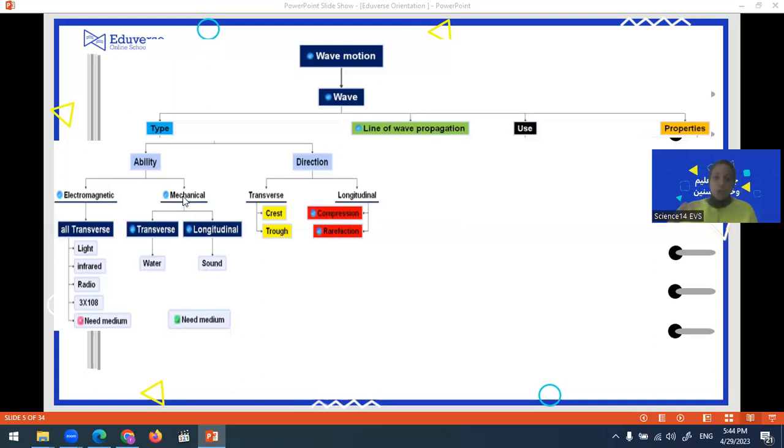Mechanical, we have two types. We have transverse and we have also longitudinal. They need a medium. For example, mechanical transverse like the water, mechanical longitudinal like the sound. They need a medium, ya shabab.